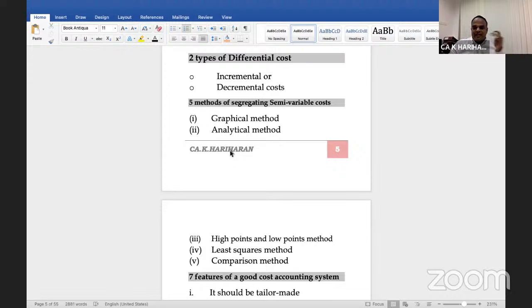Whatever I'm showing, those things should be transferred here. It should be at your fingertips, memorize it, then only you can score the marks. Clear? This attempt should be the last attempt, so try to remember all the points. Even if you omit one point, half a mark will be reduced. Understood? So what are the five methods of segregation of semi-variable cost? Graphical method, analytical method, high point low point method, least square method, and comparison method.